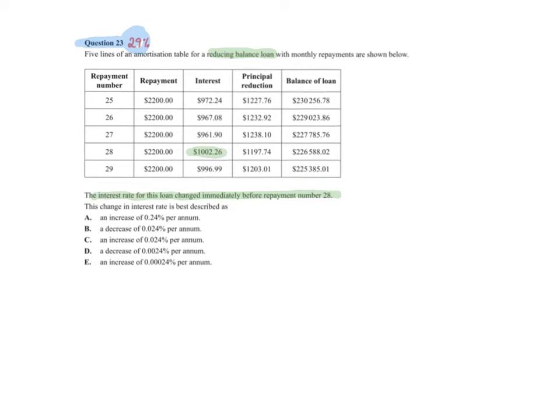But they want to know what the difference was. So we need to work out what the interest rate was at the beginning. So I might work that out first. If we do what we said before, we said interest equals R over PPY over 100 times the balance before.